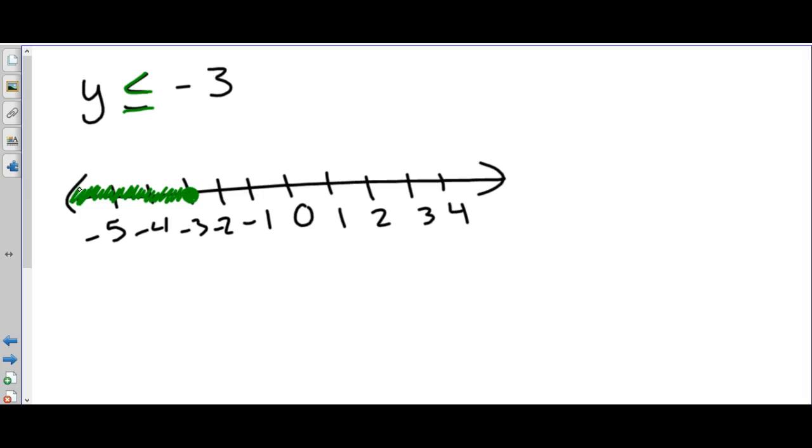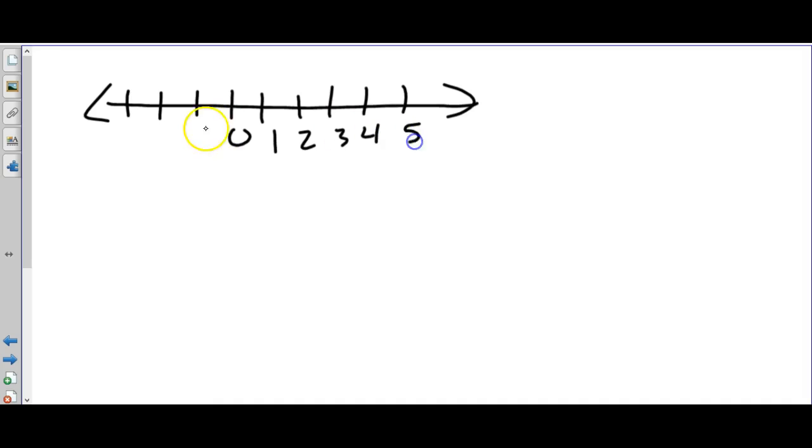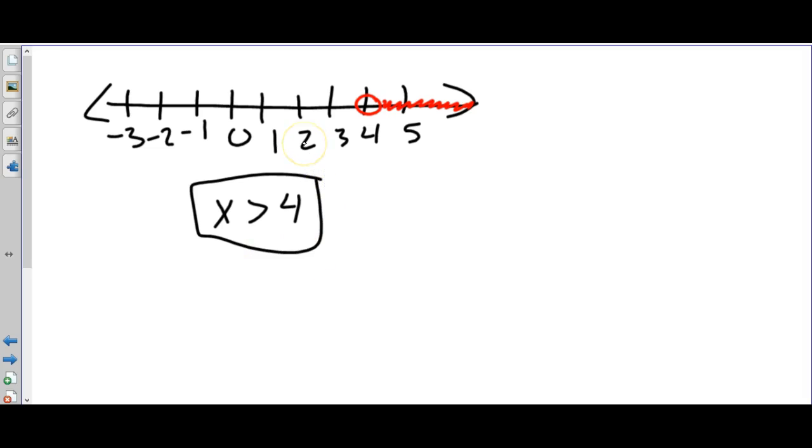We can also write an inequality from the graph itself. If I give you a graph, we can write an inequality from this. We know it's going to be our variable. You can use really any variable. It doesn't have to be x. It is an open circle, so we do not have a line underneath. And we're shading to the right, so it is greater than. X greater than 4 would be our inequality.